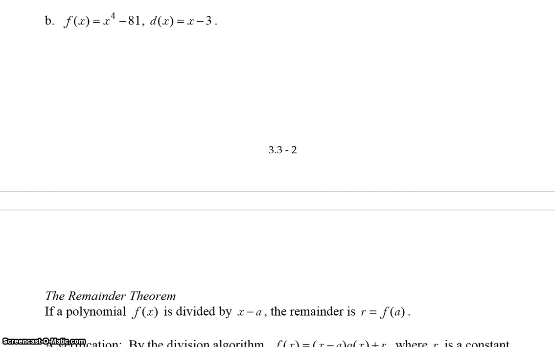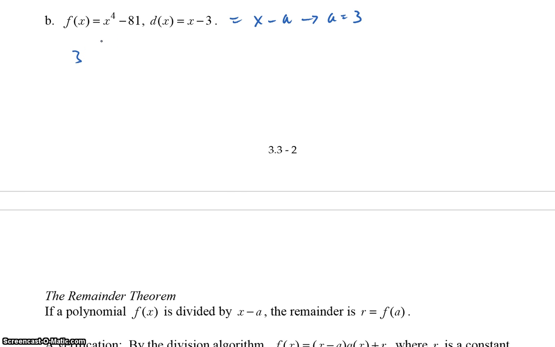We continue now with the section 3.3 notes, and we're ready for example 3, part B, another example of synthetic division. We're going to divide x to the fourth minus 81 by x minus 3. First of all, our divisor has to be of the form x minus a to perform synthetic division, and in this case it's pretty clear that a is 3, positive 3. So that number goes in the upper left hand corner.